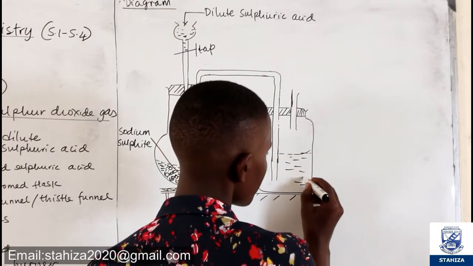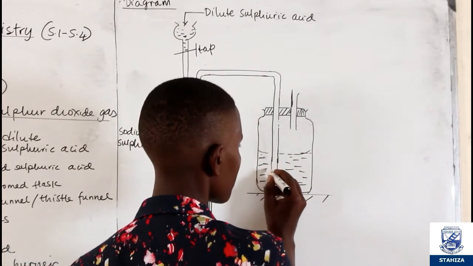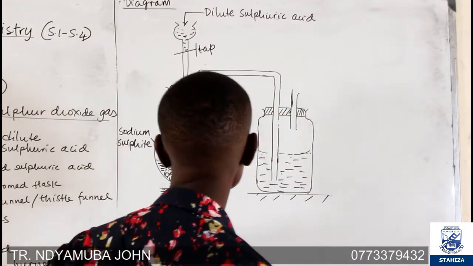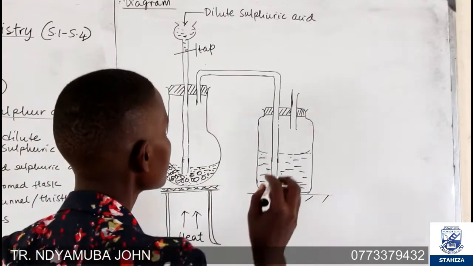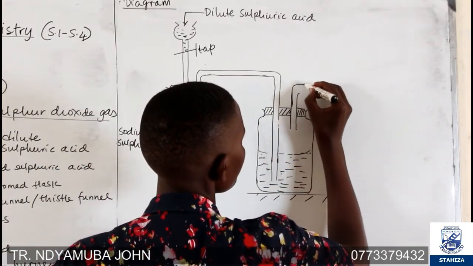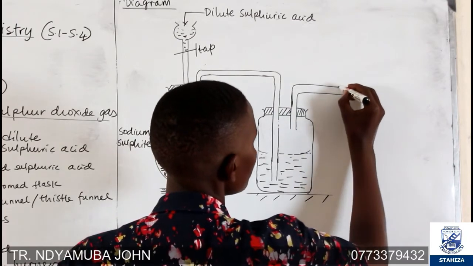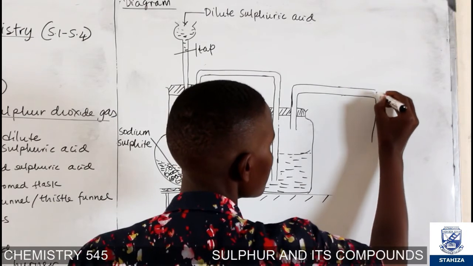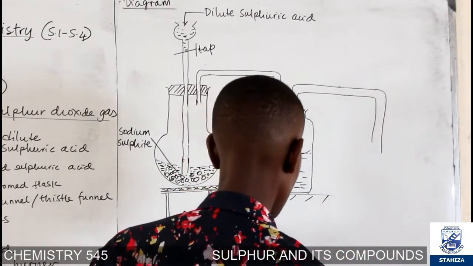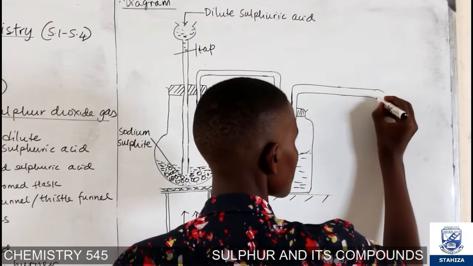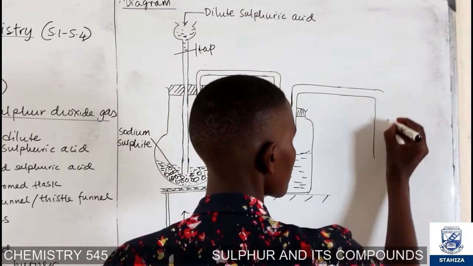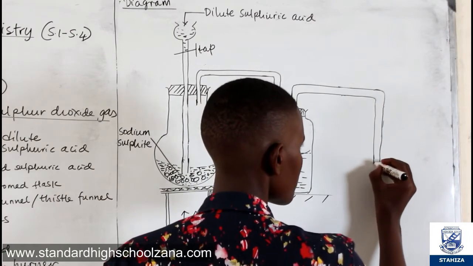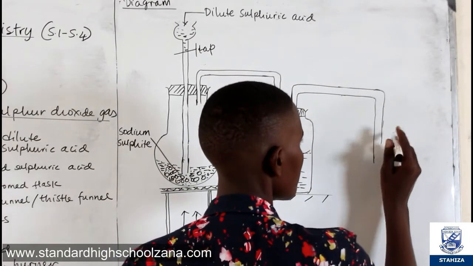This is sulfuric acid, your drying agent. Make sure you don't leave it open for the escape of any gases formed. So we have our gas dried. And after having the gas dried, we look at the method of gas collection. Make sure you are neat. Don't use a ruler.